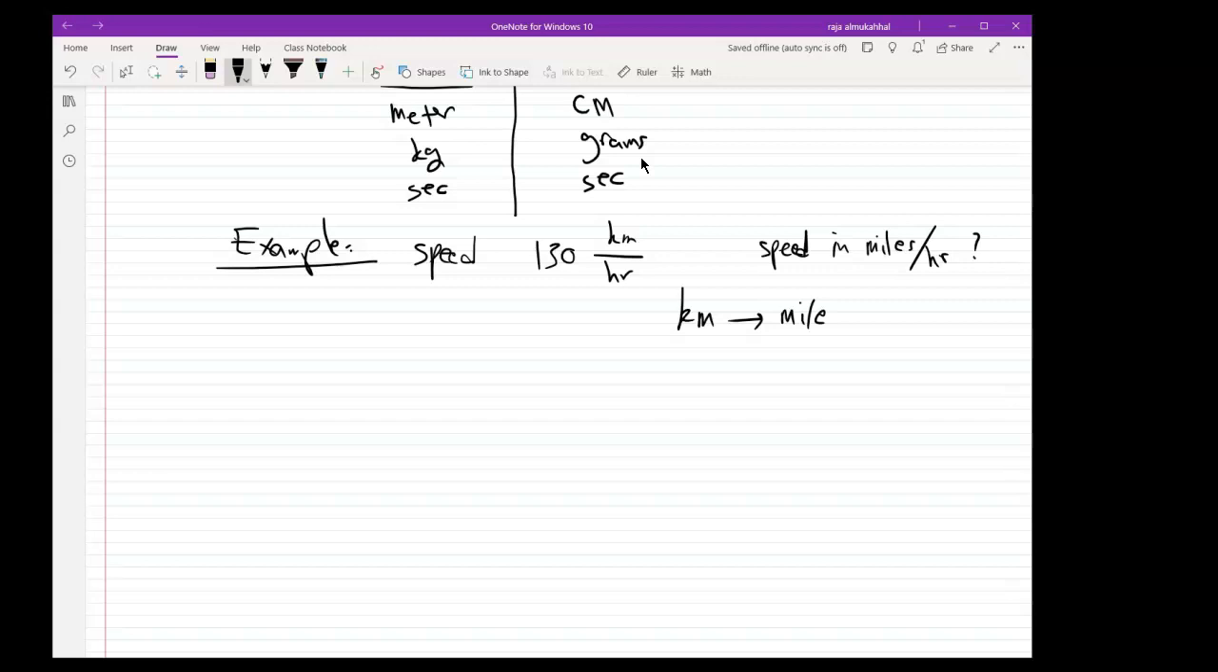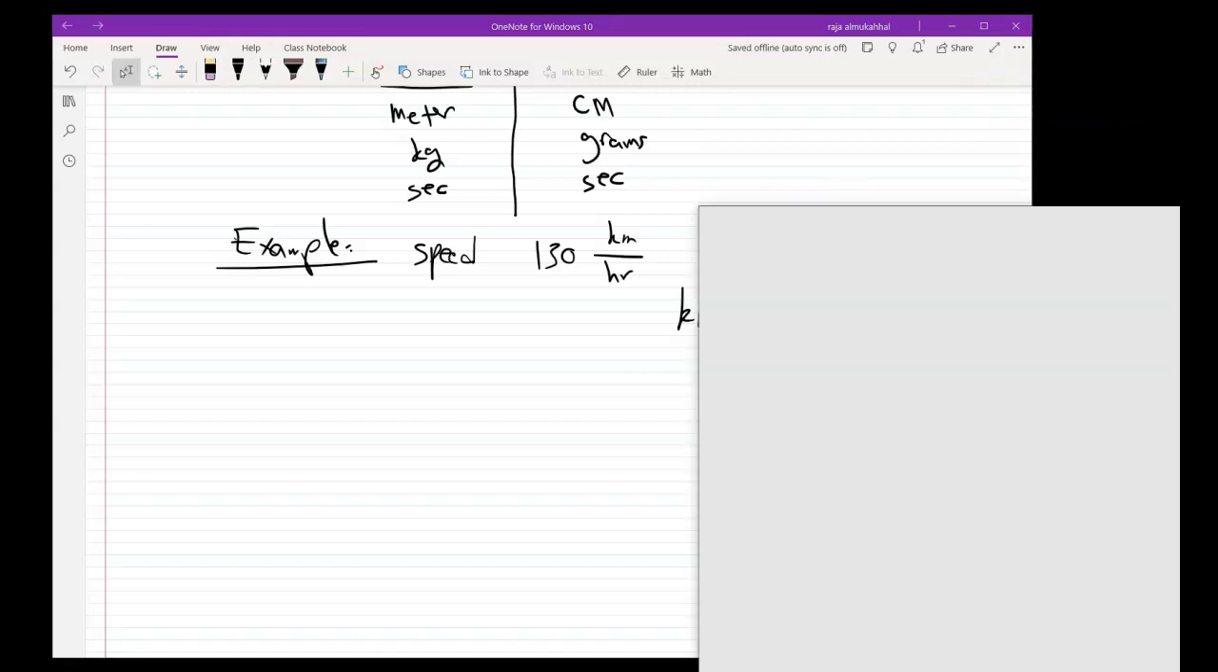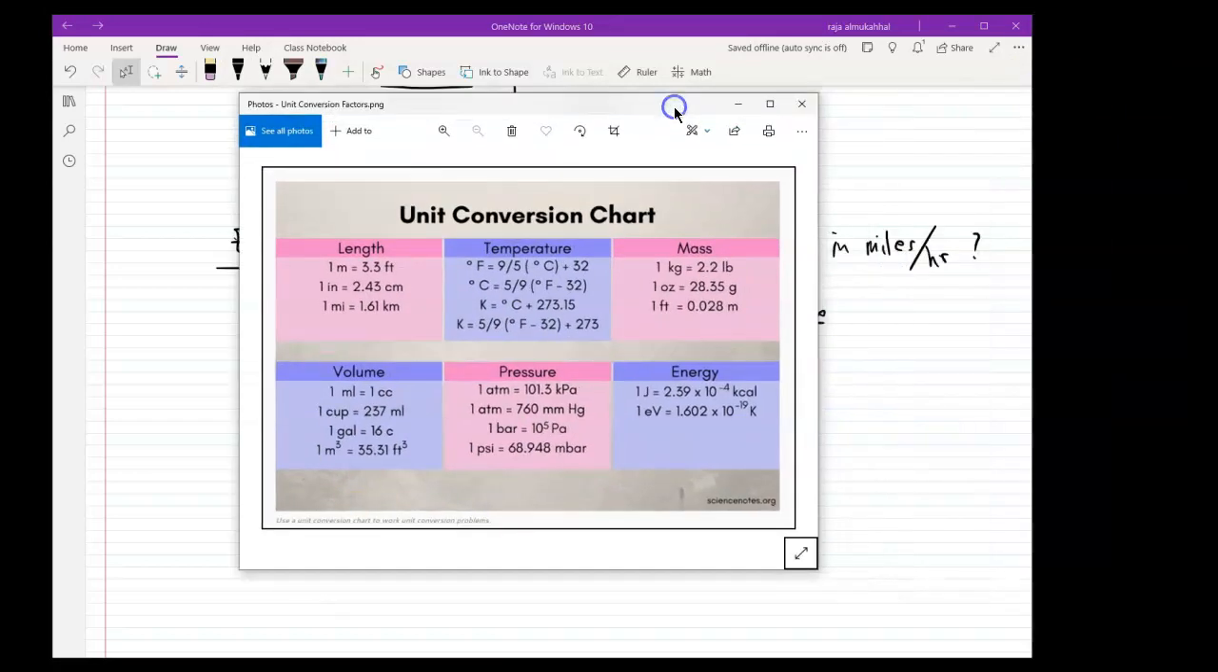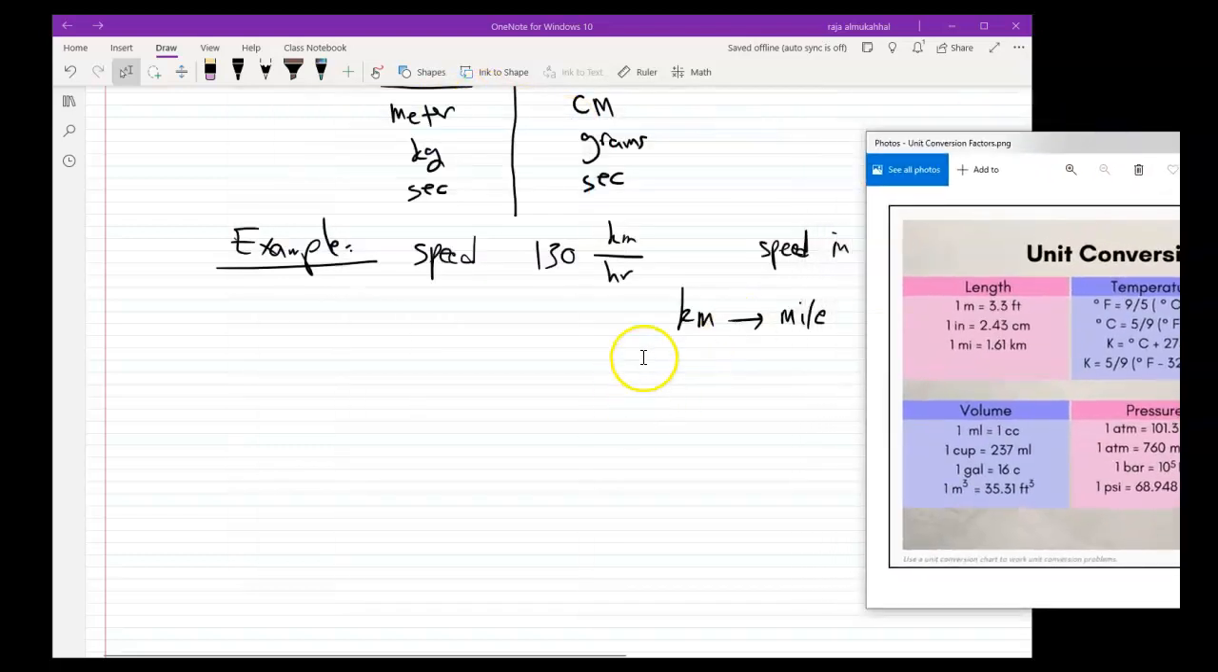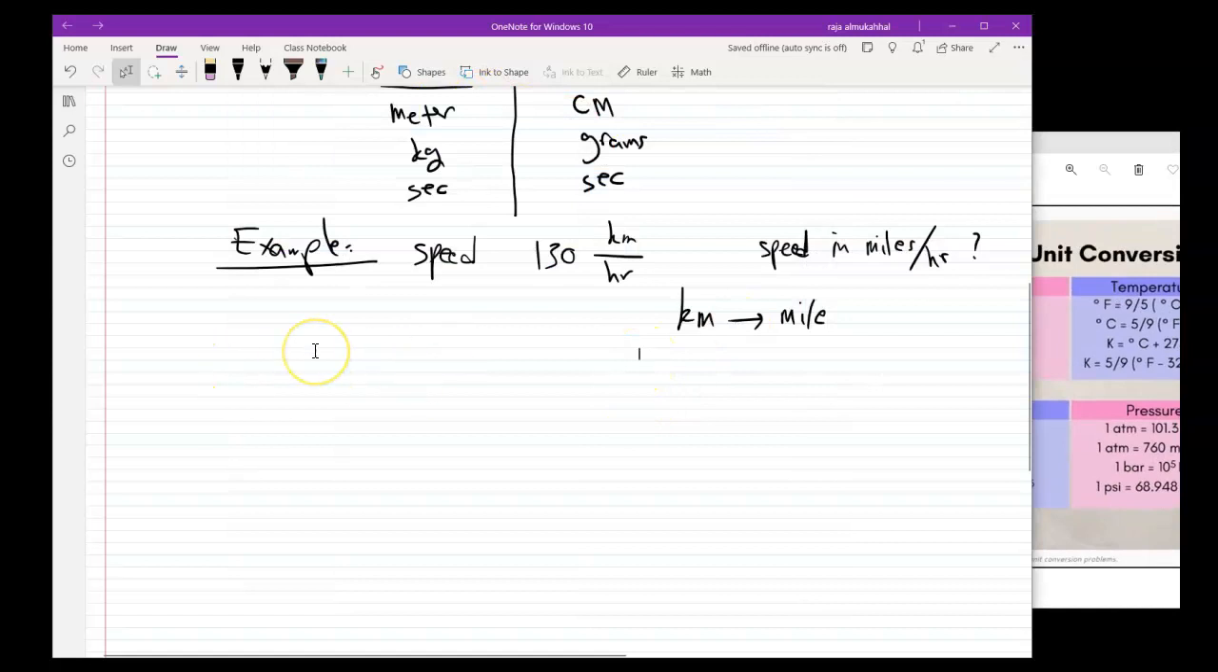And you can look it up in your book, or you can look it up on the web. I have one right here on my desktop. Let me just open it up for you. And as you can see here, if you look at the length right there, you will notice that 1 mile is equal to 1.61 kilometers. So that's the one I'm going to be using, all right? And the way you do that is simply you go back to the problem that you're dealing with.